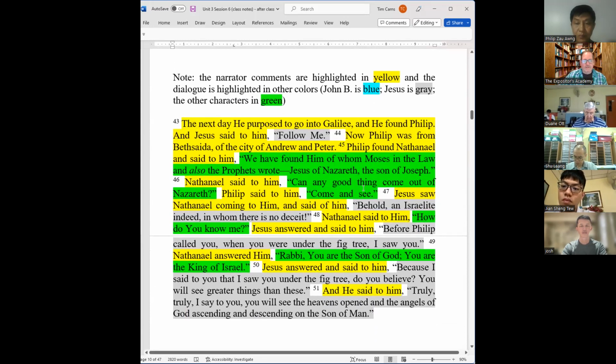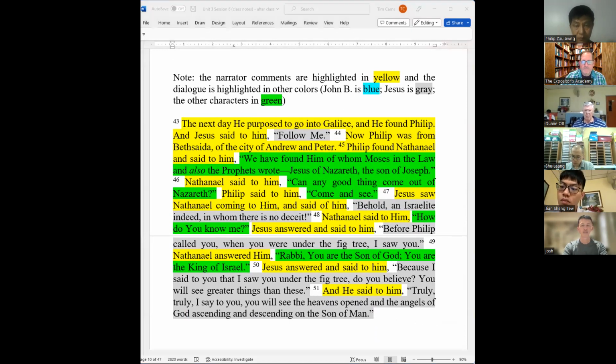What I did here, as before, is highlight the different characters in the story. The yellow is the narrator comments. The green are the comments from other characters. And then the gray are comments from Jesus himself.